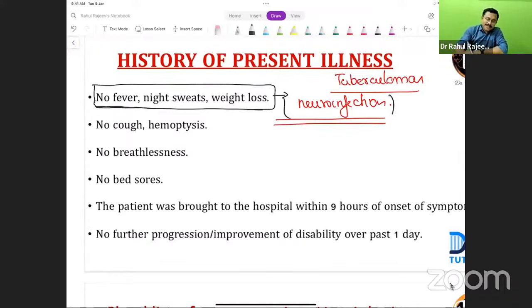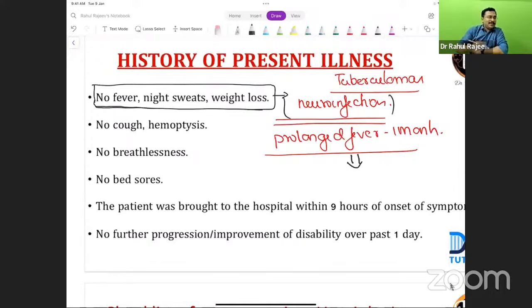And suppose a patient is having a prolonged fever and then a stroke. Prolonged fever, for example, 1 month fever and then stroke. What possibility are you thinking? I'm just giving you time to answer. Let me see if anyone answers this. Meanwhile, I'm going to the next point, waiting for your answers.